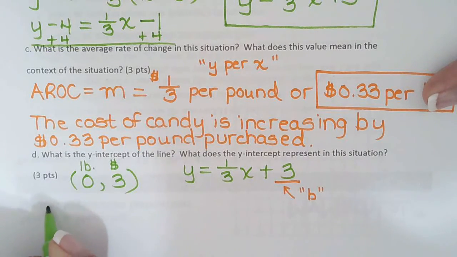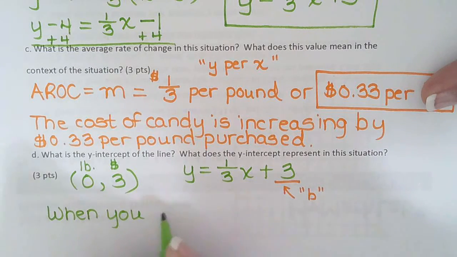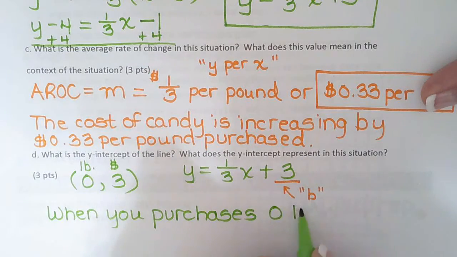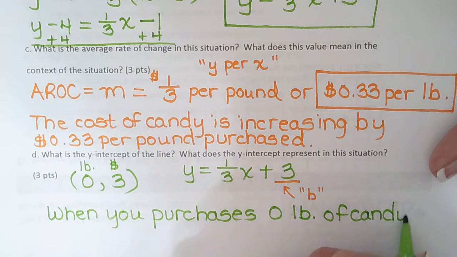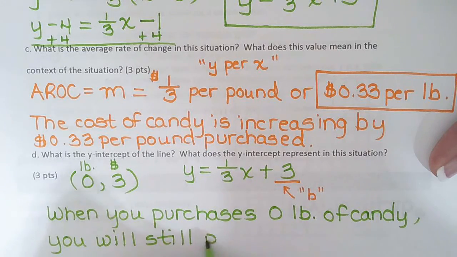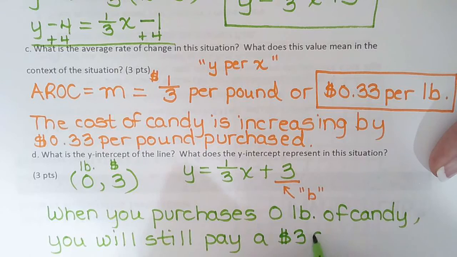So when you purchase 0 pounds of candy, you will still pay a $3 service fee or something like that. Entrance fee. It's kind of better.